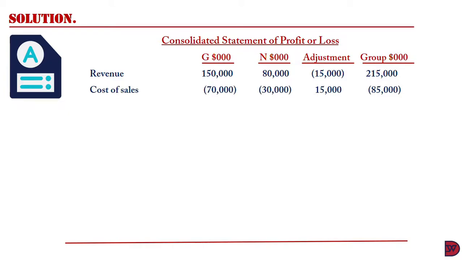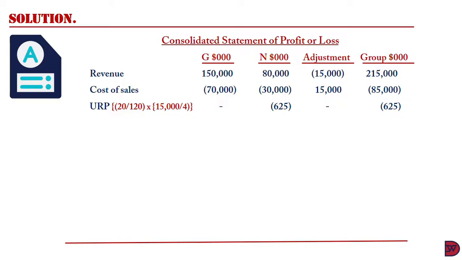For cost of sales, we pick that of Garrett, which is 70 million. We pick that of Nathan, which is 30 million. Then we also deduct the intragroup amount, because the cost of sales is being reduced. To reduce it, we add. Okay, simple mathematics. When you have a negative and you want to reduce, you add. Then the group figure for cost of sales will be $85,000.